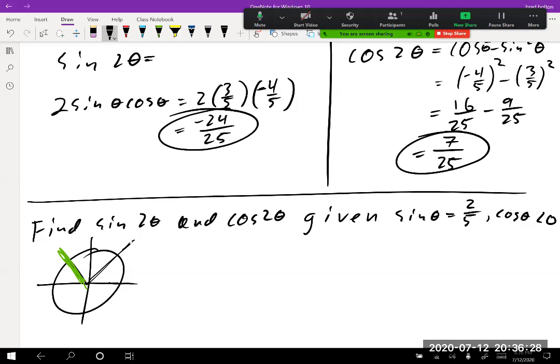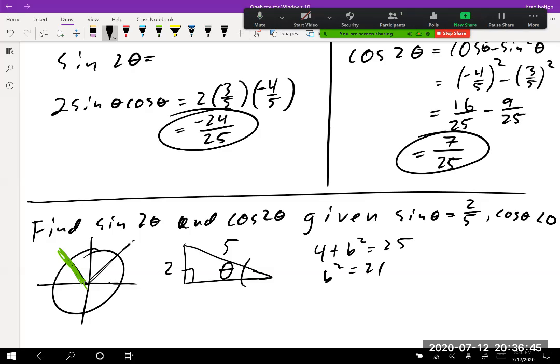So now I'm going to draw my triangle. And I have my theta, right? And now I know that the opposite is 2 and the hypotenuse is 5. So then this has to be 4 plus b squared equals 25. So b squared equals 21. So b equals the square root of 21. So this becomes square root of 21. And I'll put a negative just to remind me, even though I know the side of a triangle can't actually be negative, it's more to remind me of the coordinate.